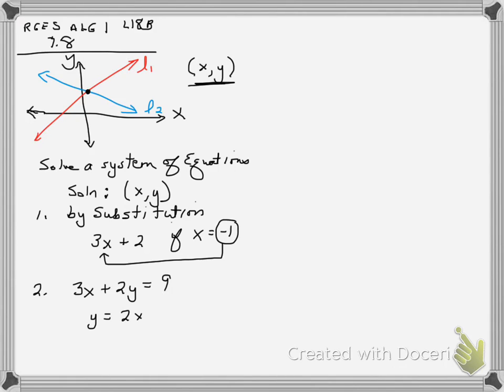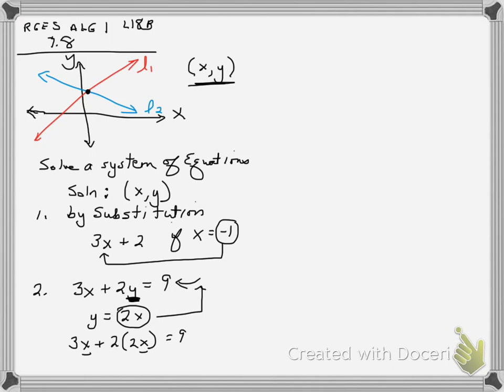Now, to substitute, everywhere I see a y in the first equation, I will plug in this new value. If y equals 2x, every time I see a y, I can plug in or substitute 2x. So I'm going to do that into the first equation from the second equation, taking the information from the second equation, right? So I'll say 3x plus 2y, y equals 2x, equals 9. And now you can see that I have an equation that only has x's in it.